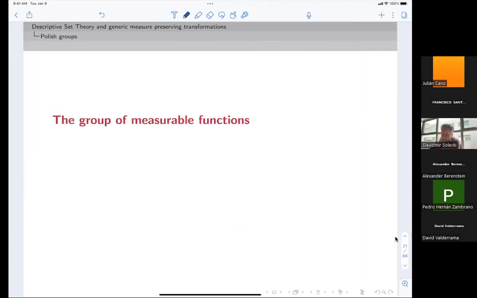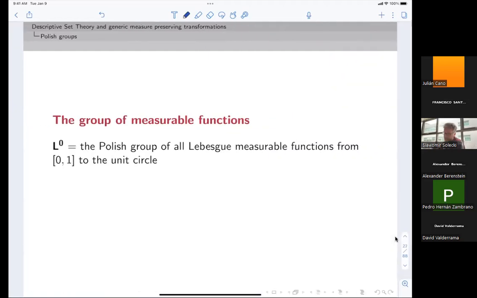Okay, so OT is the main group I will be studying. There are two additional groups, one of measurable functions and another group of unitary transformations of a Hilbert space. Let me introduce these groups. L0, the group of measurable functions, will play a crucial role in the statements. The unitary group enters actually through the proofs, so the role of the unitary group will be auxiliary.